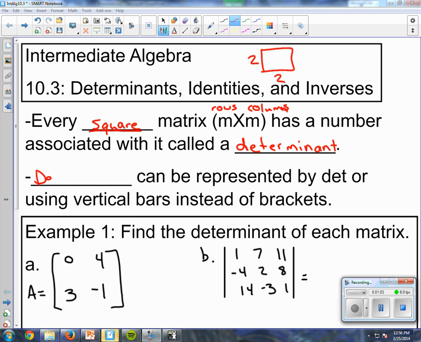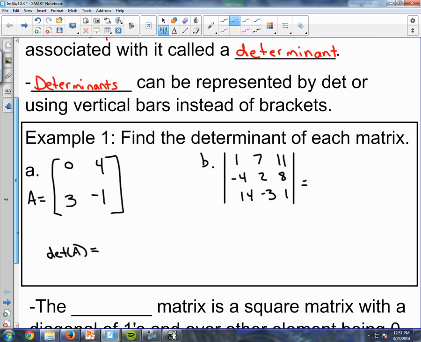Determinants can be represented either with the abbreviation DET, or normally around our matrices we use brackets. If you see vertical bars, like on example 1 part B, that tells you you're taking the determinant. And to do this, we're going to use our calculators.